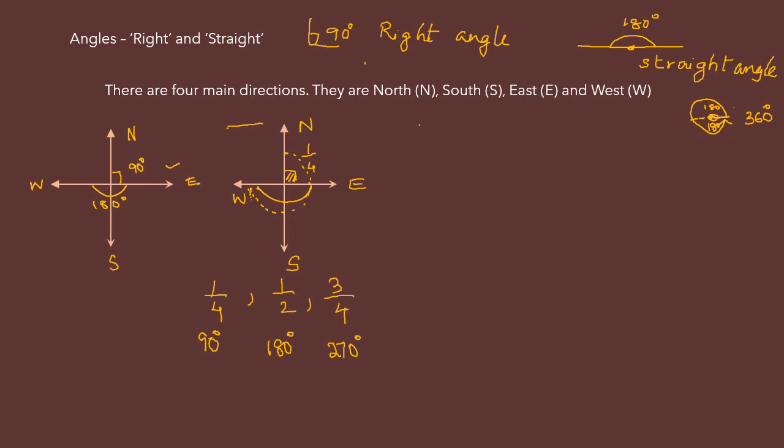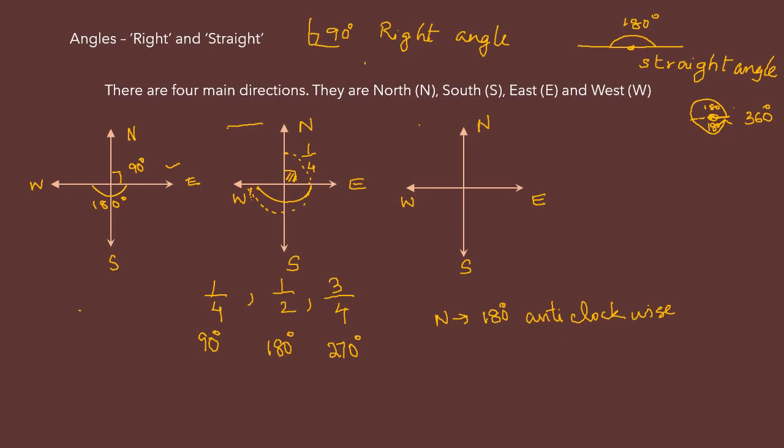Okay. Now, let me ask you. I am starting from north. This is north, this is east, this is west, and this is south. I am starting from north and taking a 180-degree turn anti-clockwise. Now what do you mean by clockwise and anti-clockwise? It is the rotation of a clock.